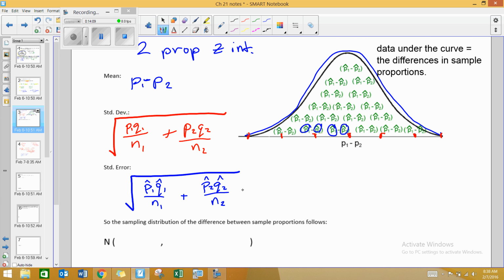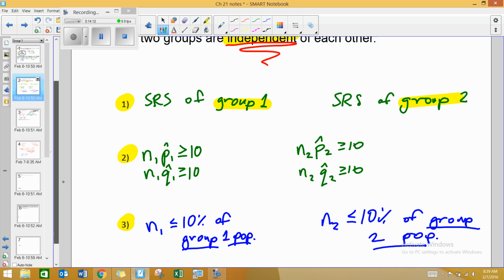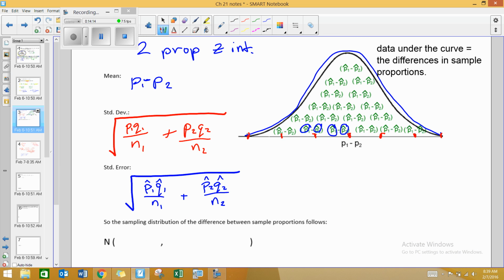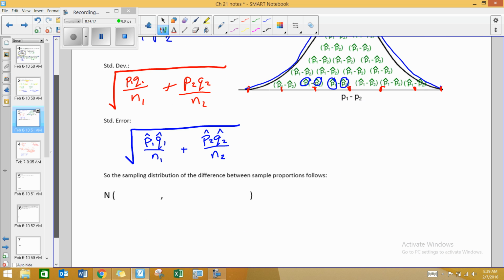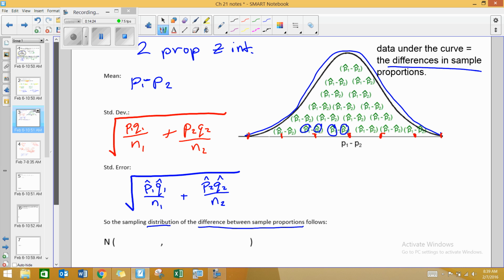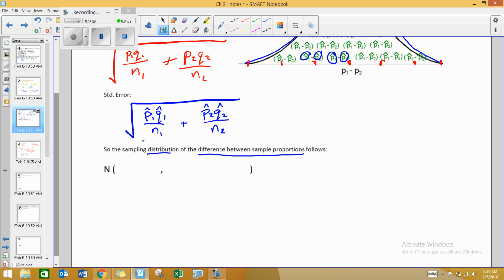Okay, so once we've met all 3 of these conditions, we get to say that the distribution of the difference between sample proportions, so that's up here, that's all these data values, the difference in sample proportions. So we get to say that this data follows this distribution. It follows P1 minus P2, and then it's going to have a standard deviation, which we may or may not be able to calculate. We may just have to estimate it, but this, if we do know, is what it would follow.